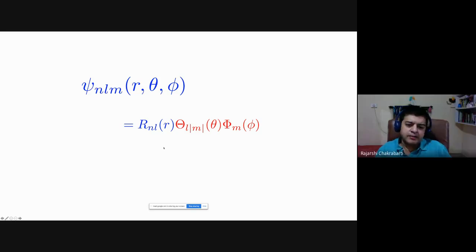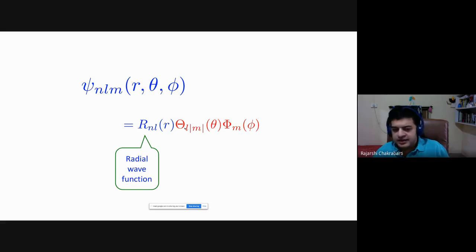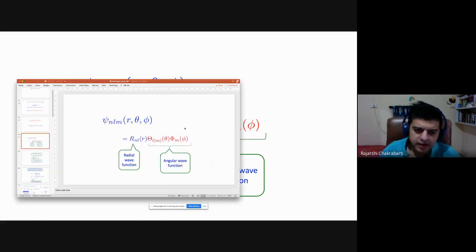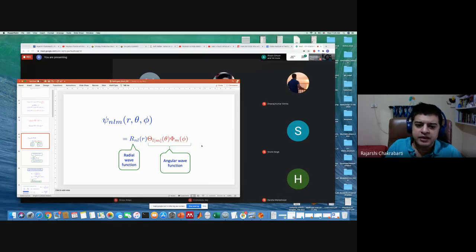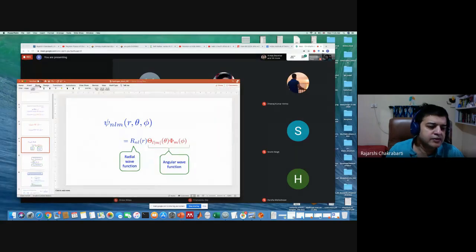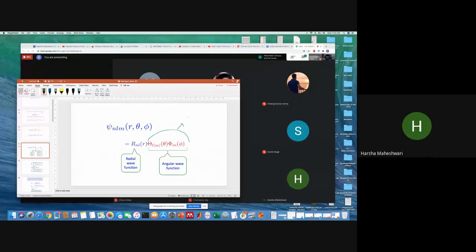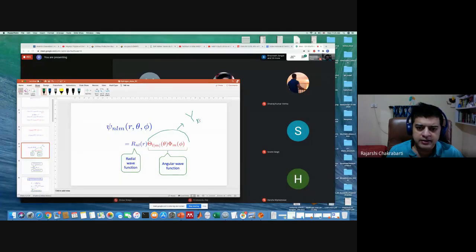The R part depends on n and l, two quantum numbers. The theta part depends on l and m, very precisely on l and the modulus of m, and the phi part depends only on m. This is the radial wave function, and theta and phi strung together are called the angular part of the wave function. If you put theta and phi together, does anybody know what this is called? Spherical harmonics. These are functions called spherical harmonics, Y l mod m.